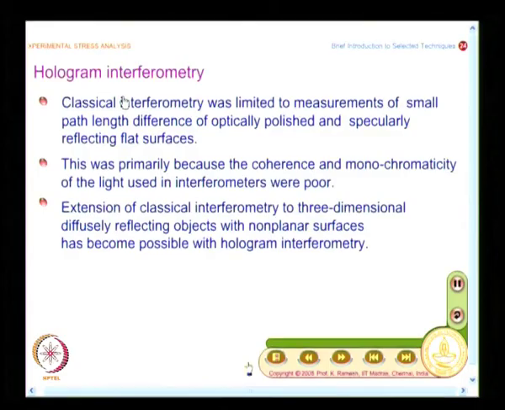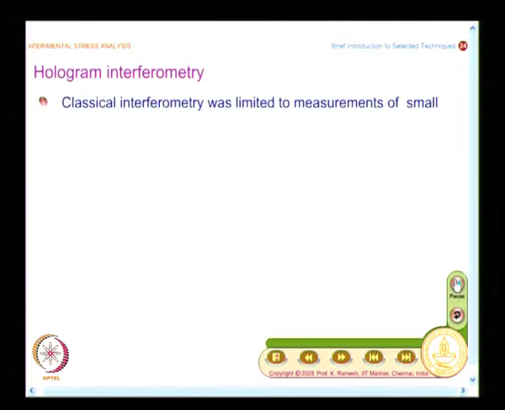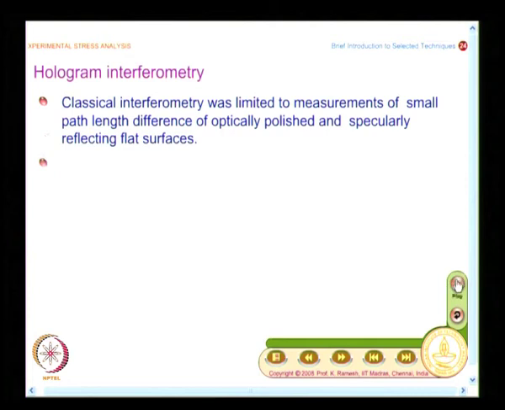But from a stress analysis point of view, we are not interested only in the use of hologram stickers, we want to get quantitative information. So, for quantitative information what you have to do? You have to go in for hologram interferometry, and let us look at what is hologram interferometry. You will have to look at what is the difference between classical interferometry and hologram interferometry.